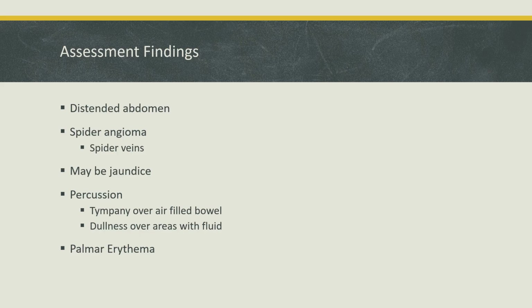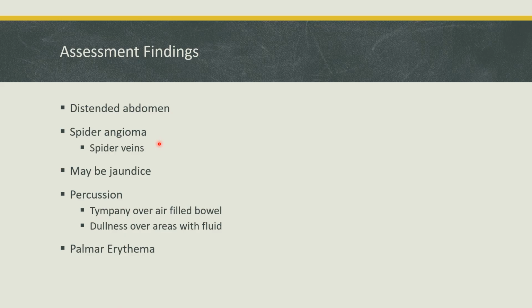And again, here's some more of these assessment findings, right? We've seen patients with ascites. They've got the distended abdomen, those little spider veins on their belly. Spider angioma is what they're called. So they look like varicose veins, but they're on the abdomen. They might be jaundiced. They might be a little yellow.